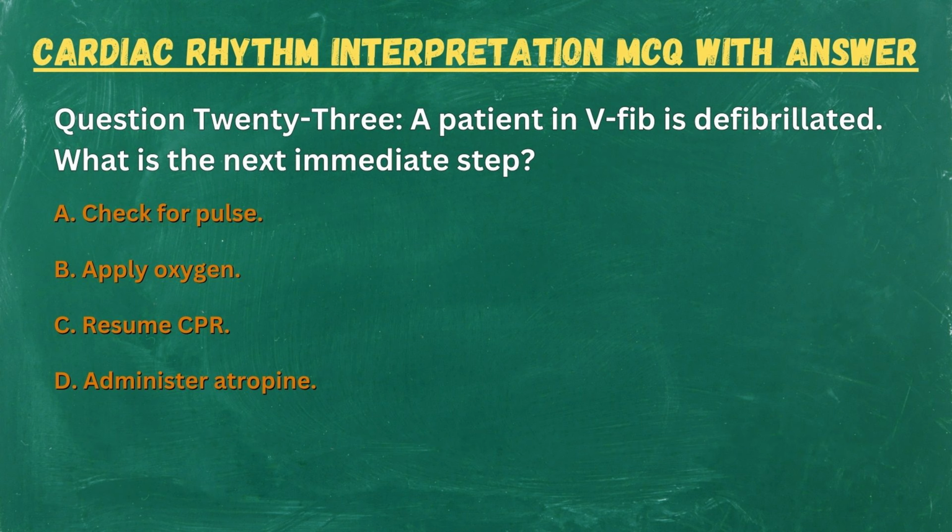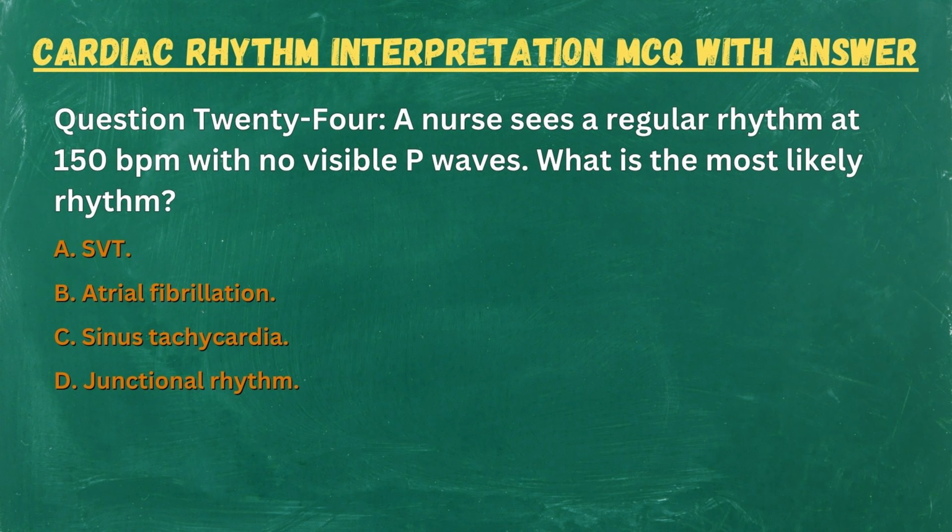Question 23. A patient in V-Fib is defibrillated. What is the next immediate step? A. Check for pulse. B. Apply oxygen. C. Resume CPR. D. Administer atropine. Answer: C. Resume CPR.